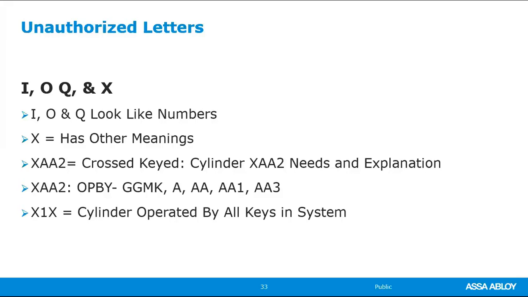So if I'm ever going to put X in front of a label on a cylinder, I have to give an explanation. So the line would say XAA2, and I'd put operated by GGMK, A, AA, AA1, and AA3, meaning AA1, AA3 change keys and AA2 change keys will all work that one opening. You have cross-keyed that opening.